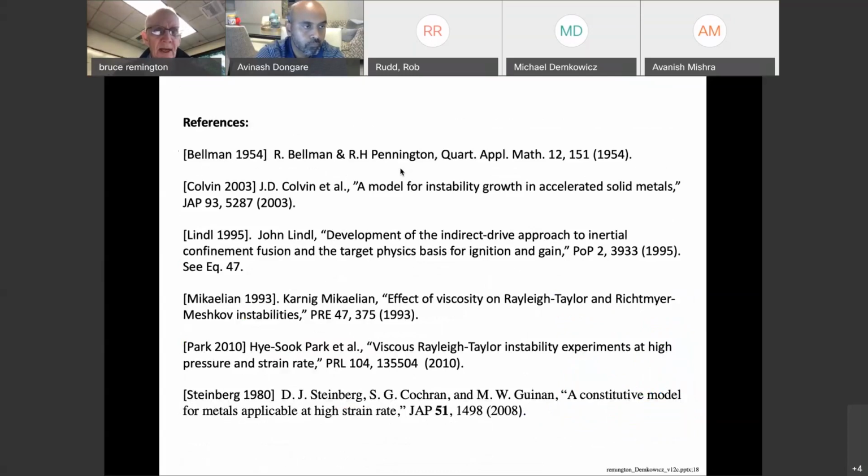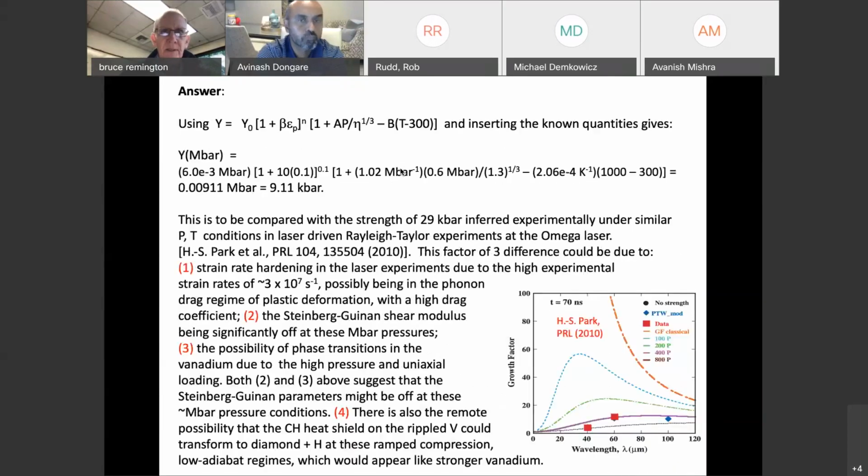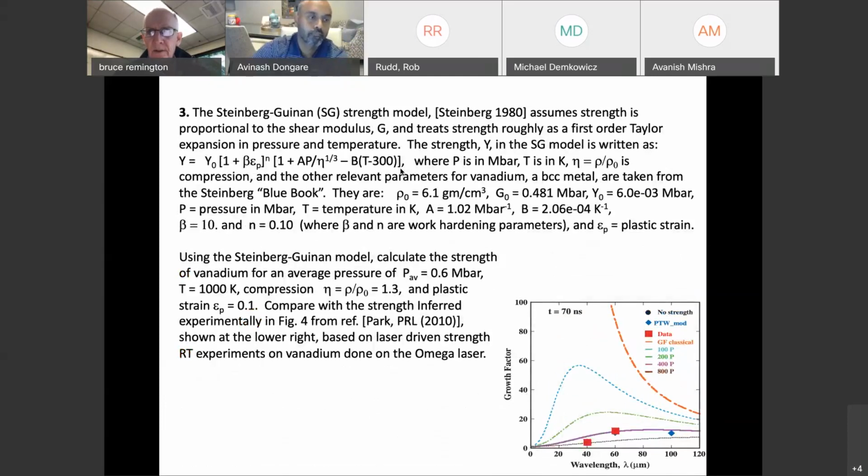The bottom reference is the Steinberg paper in 1980. And then from the top down, there's the paper about Rayleigh-Taylor equations with viscosity by Bellman in 1954. And then in the context of our work at the lasers, the Jeff Coleman paper 2003, for the basic equations for these laser experiments, not the strength work, but the plasmas, John Lindl, 1995, Physics of Plasmas, and a paper by Michaelian in 1993 and Heisuk Park in 2010. So that's it. Those are the answers to the questions.